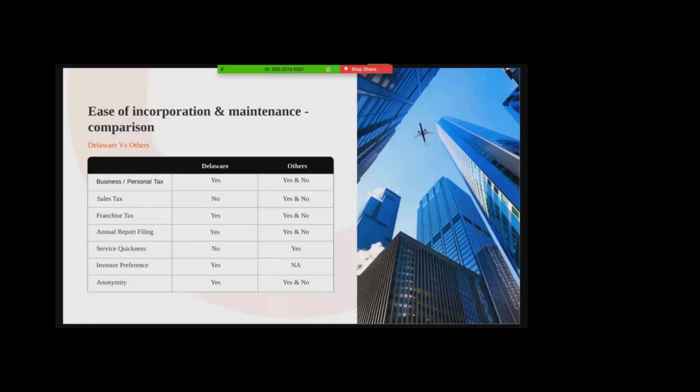Mukund, my other question is, I have a graphic designer company, and if I want to have a US entity, which type of documentation would I require and how much would it cost?